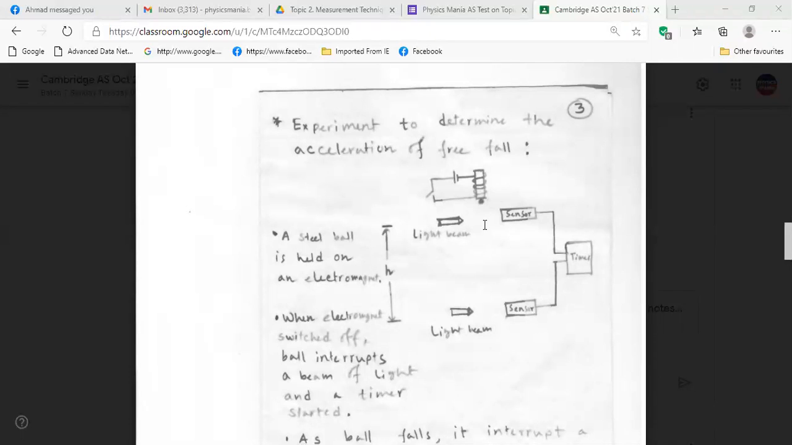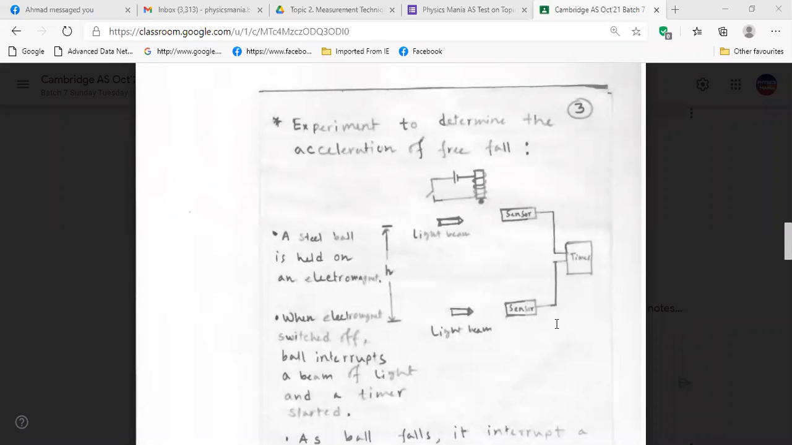It will be going down, and when it is passing this light beam, a light beam is going, and here is a sensor. When it goes through this light beam, then the timer starts. And when this ball is passing through the second light beam, then the timer is off. That means this light gate is used to measure the time accurately. Is it clear?